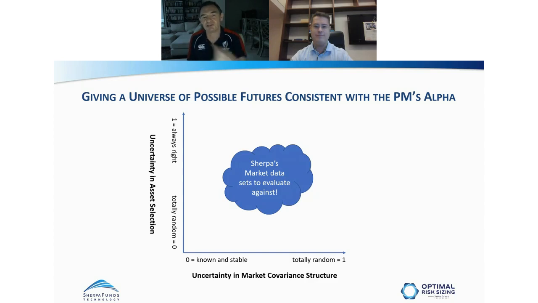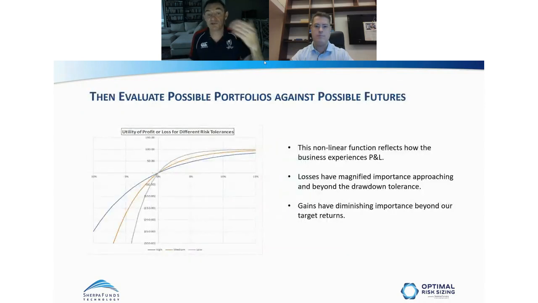So Sherpa creates these sets of market data which contain your alpha, but never too sure exactly where and when, with some stochasticity, and broadly preserves the market covariance structure. So that gives us a universe of future evolutions of the market which capture your alpha and capture the market structure. And against that, we now want to evaluate all the possible candidate portfolios against levels of risk.